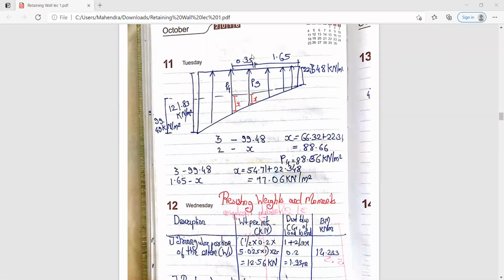Yes, completed, Saurabh. Rida, should I proceed further?